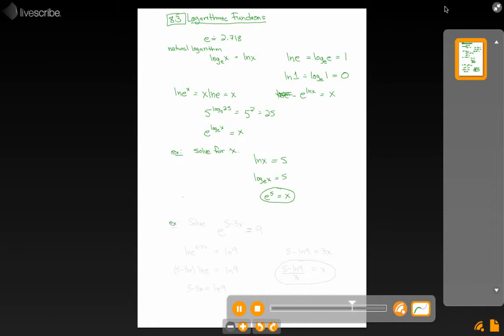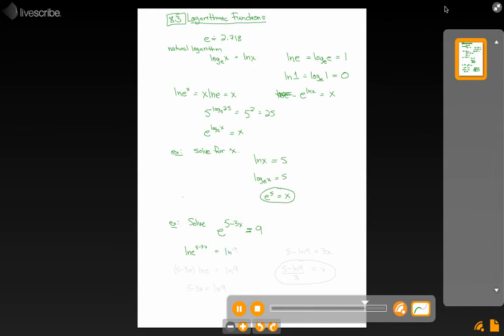Now, if we do another solve question, it says e to the 5 minus 3x equals 9. The best way to go about this is to log both sides. When we've done exponential equations in Math 30, with the variable in the exponent, you have to log both sides to get it down. In this case, it's going to be even better if you natural log both sides, and I'll show you why in a second here.